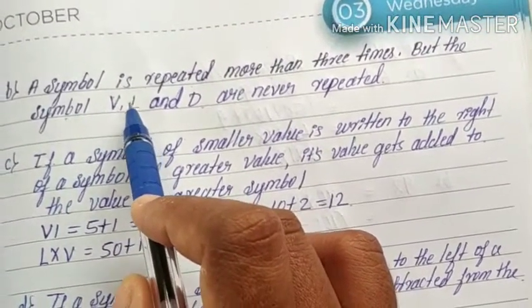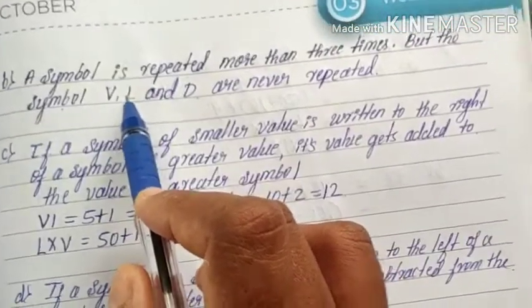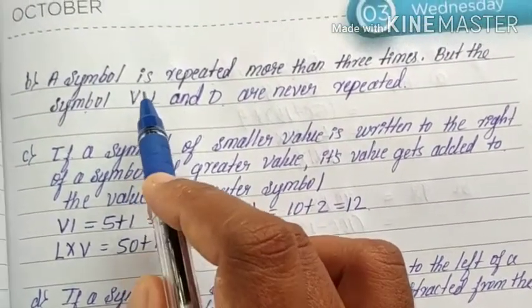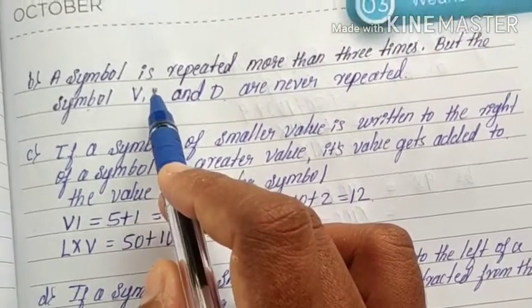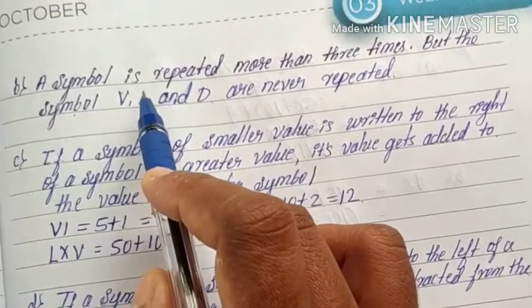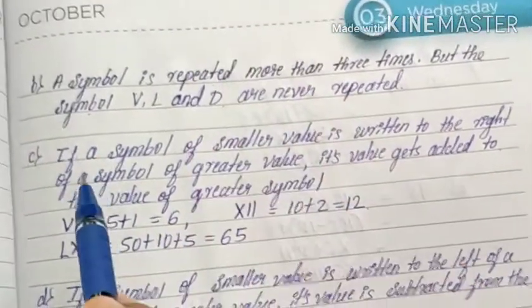So L also. L means what? 50. If we write 100, we don't write L double time; we only write C. So L is repeated only one time, and D is also repeated only one time.